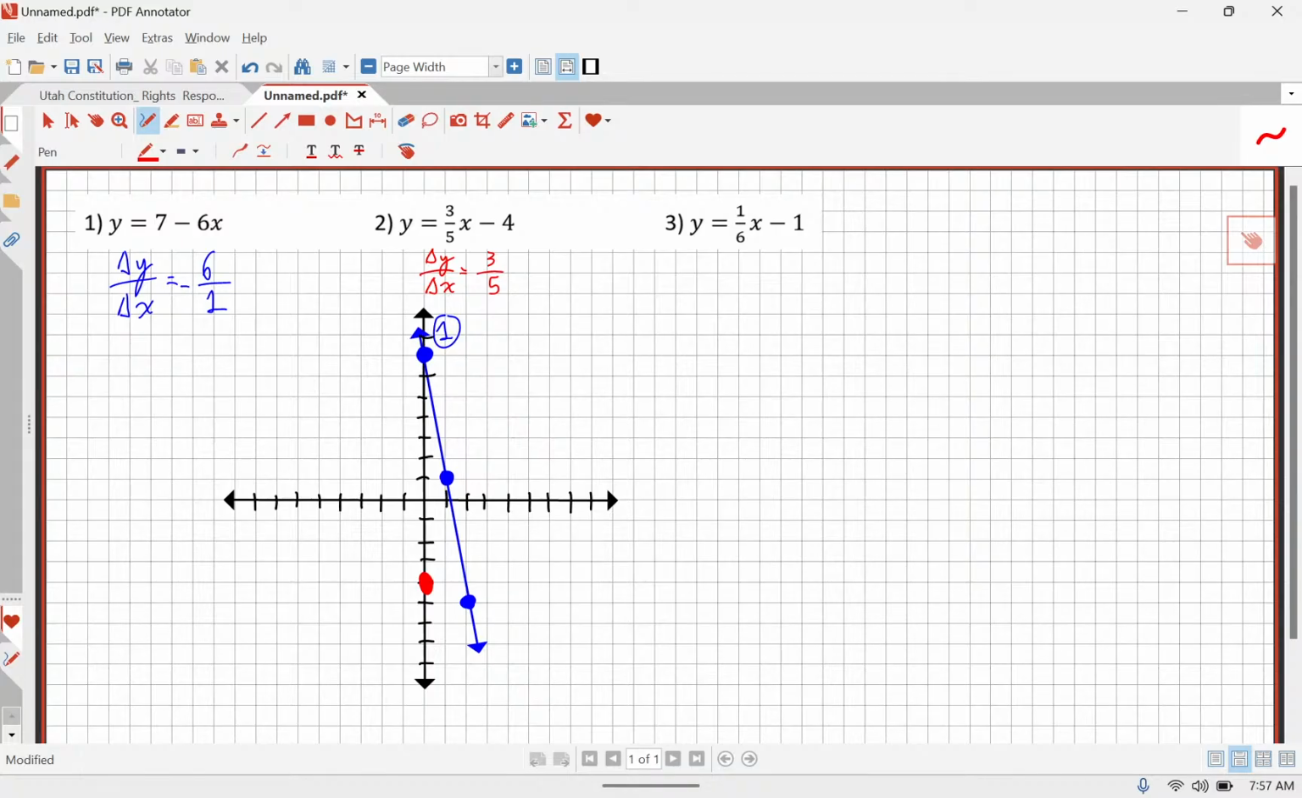So let's take a deep breath. Here we go. We're going to do this one piece at a time. What is my change in y? Is that a positive 3 or negative 3? Positive. What is my change in x? Positive or negative? So positive on the y change means go up. Positive on the x change means go right. So where should I go from here?